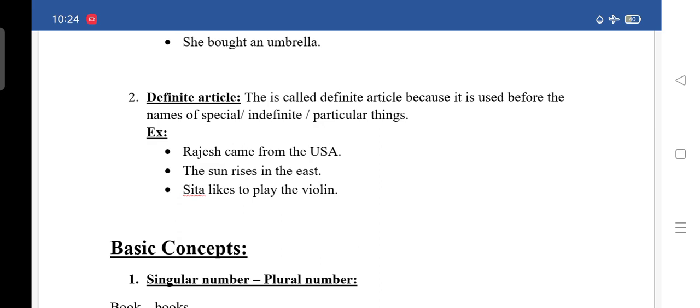The sun rises in the east. Where does the sun rise? The sun rises in the east. It rises in the east only. Next, Sita likes to play the violin. What does Sita like to play? She likes to play the violin only, not the other one. So, Sita likes to play the violin. These are particular things. Yes or no? So, this is what the definite article is.